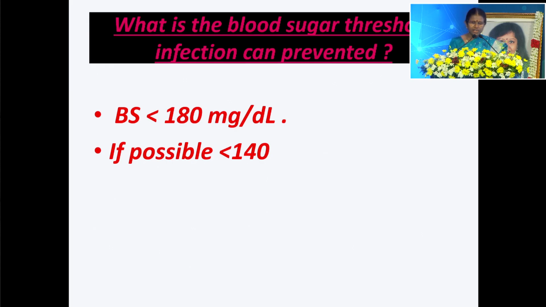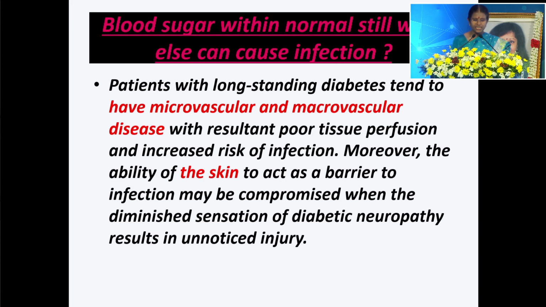What is the level at which we need to maintain the blood sugar? Of course, it is 180. At least we need to maintain better. It has to be less than 140. And sometimes the blood sugar we are maintaining, in spite of that the patient is not getting control of infection. This is because of the long duration of diabetes causing microvascular and macrovascular diseases with a resultant poor tissue perfusion and increasing the risk of infection.